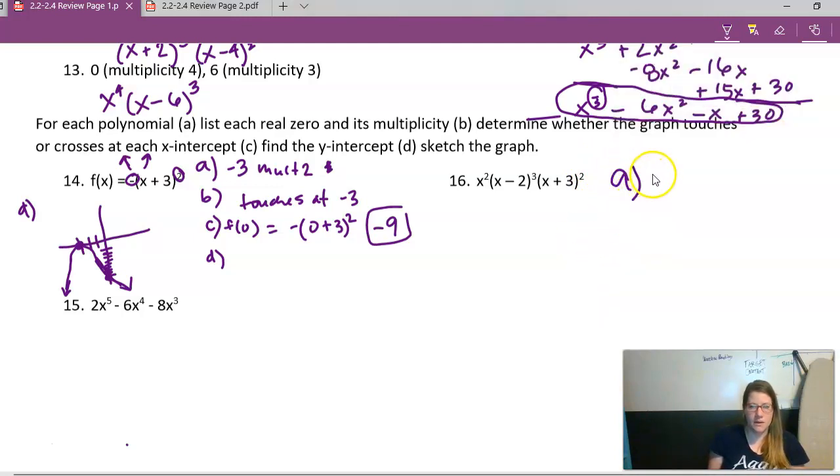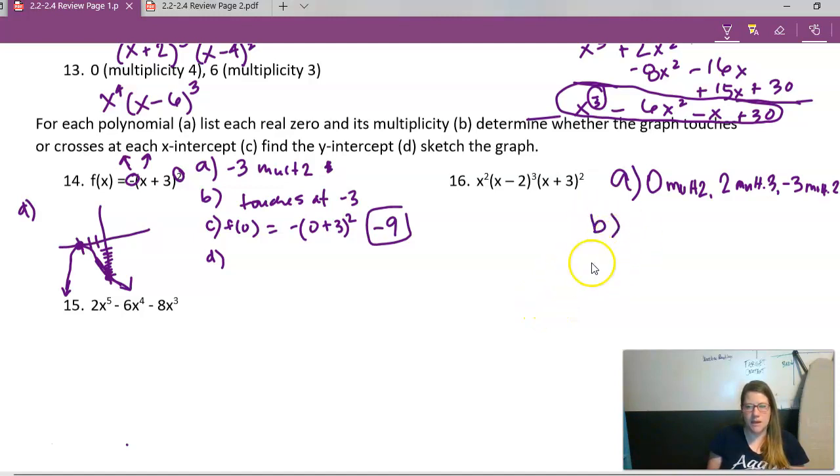So for x squared, that would just be 0. And because it's squared, it has multiplicity 2. For x minus 2, our 0 would be 2. And because it has an exponent of 3, the multiplicity is 3. And for our last one, our 0 is negative 3, and its multiplicity is also 2, because it's squared. So there's our zeros, our multiplicities.